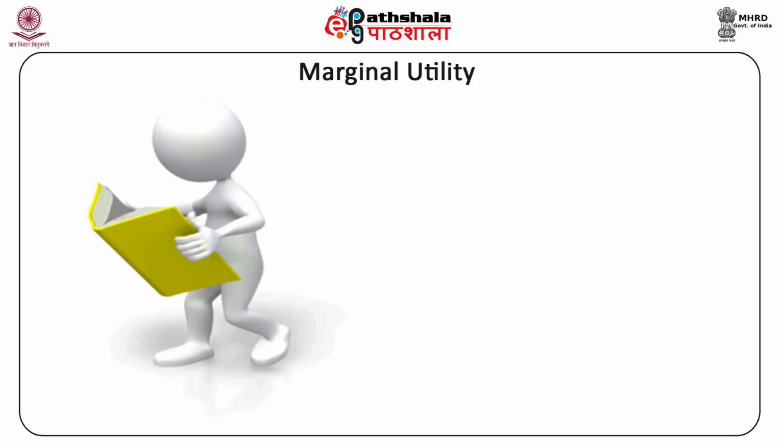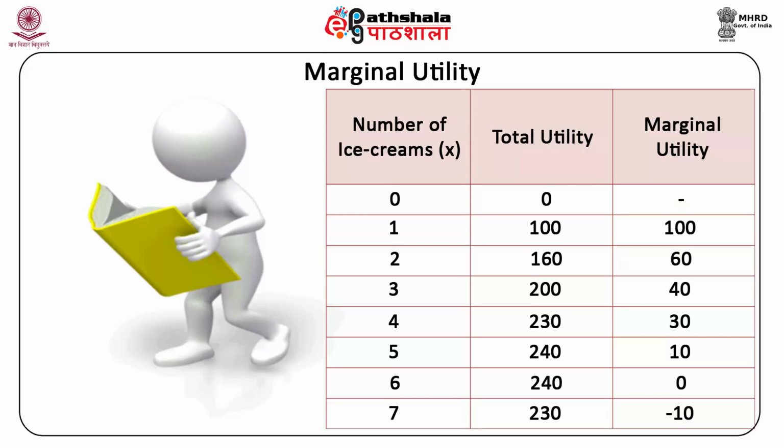From the calculations given in the table, it should be clear to you that marginal utility of the nth unit consumed, that is MUn, is calculated by taking the difference between TU attained by consuming n units of a good X, that is TUn, and TU attained by consuming n minus 1 units of X, that is TUn-1. Therefore, we can write TUn minus TUn-1 equals delta TU equals MUn.